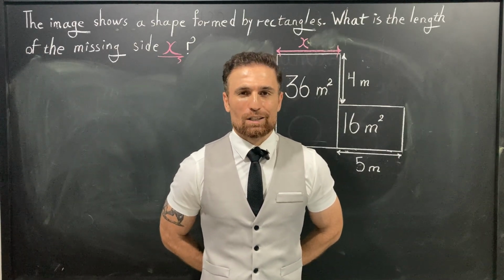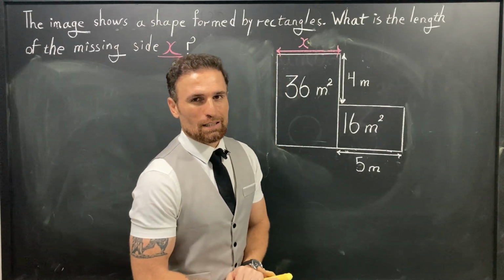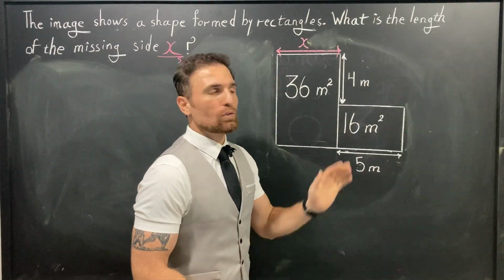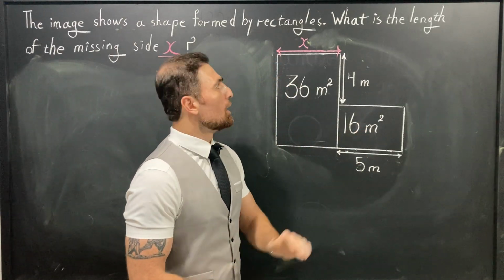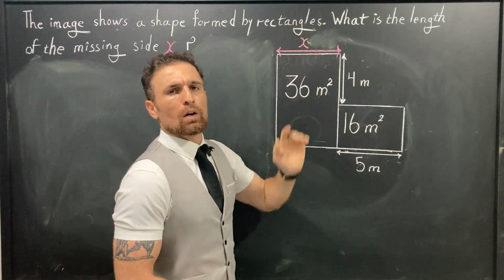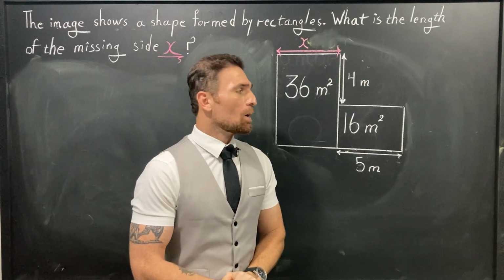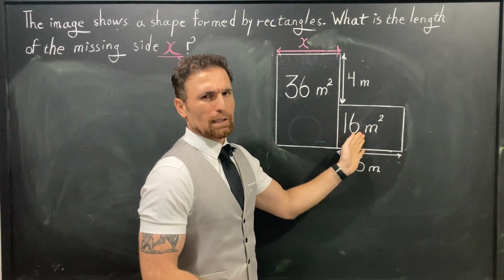But what is the question and where should we start the solution? The question says this figure is made of two rectangles. Find the length of these missing sides. Where should we start the solution? I'm going to start my solution by working on this small rectangle.